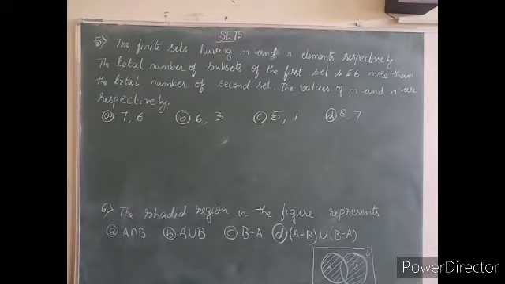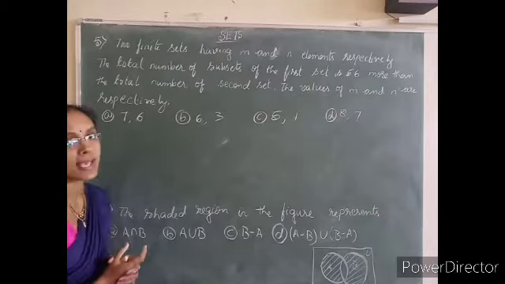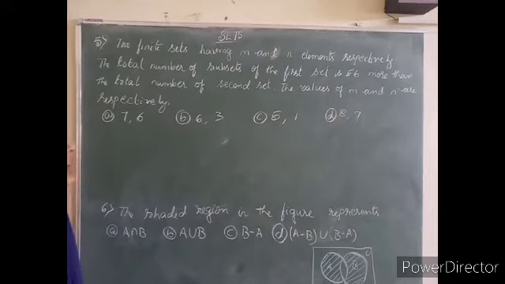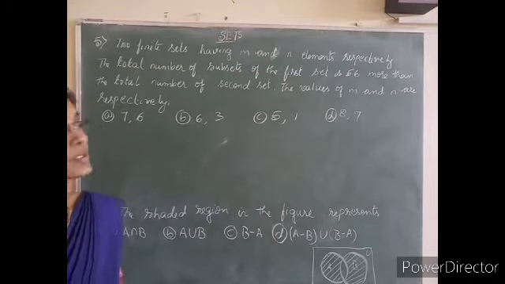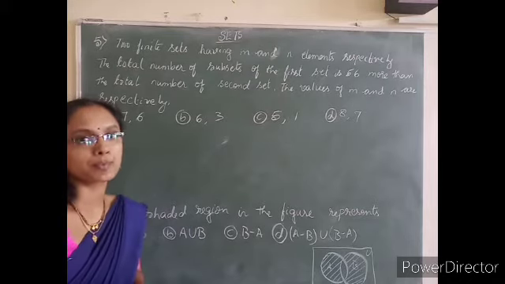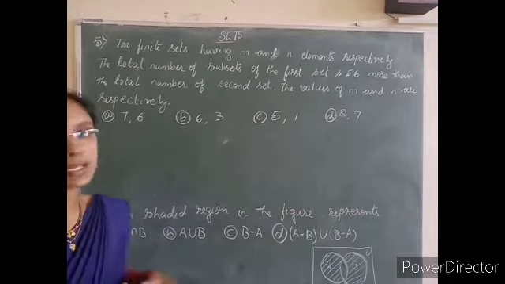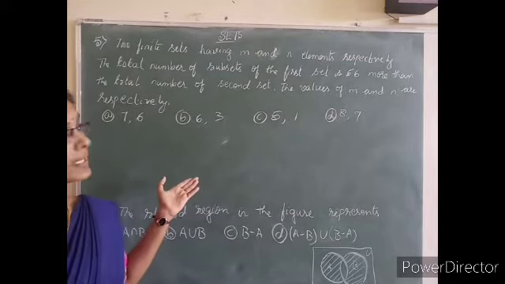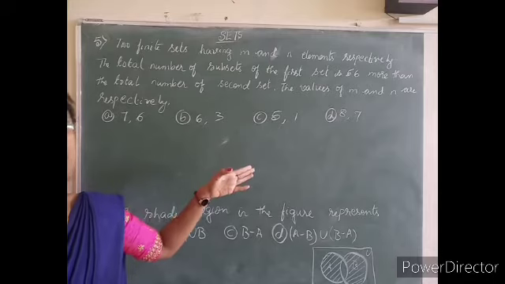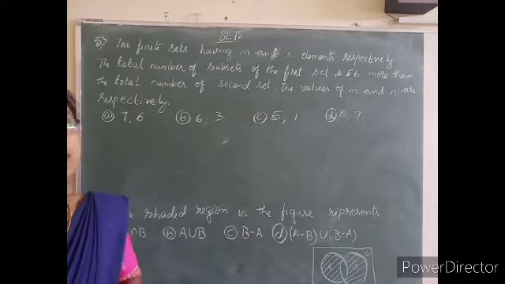The next question: two finite sets have m and n elements respectively. The total number of subsets of the first set is 56 more than the total number of subsets of the second set. The values of m and n are? So there are two sets here, having m and n elements. The number of subsets of the first set is 56 more than the number of subsets of the second set.